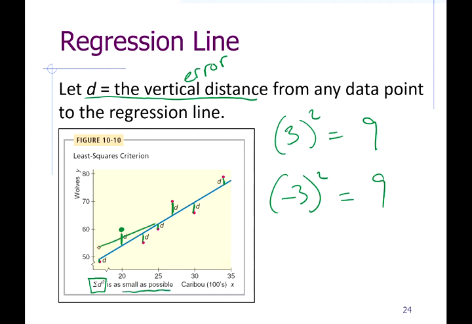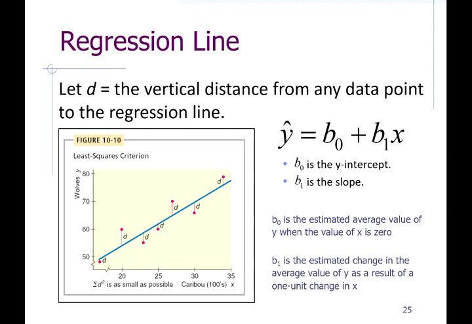So there's a lot of different lines. There could be a line here, a line here, a line here. One of those lines will have the smallest total error, and that error is given by the sum of the squares. So this regression line is also called the least squares line, or the least squares regression line. And that's because we're looking at the squares of the distances between each point and the line.